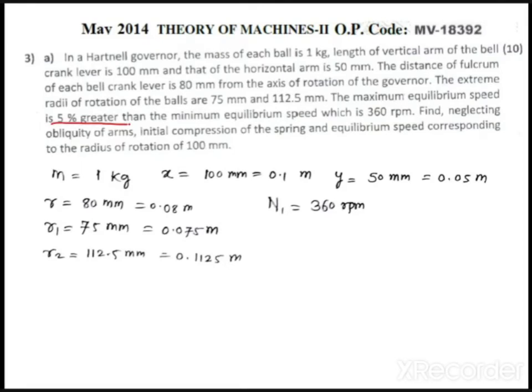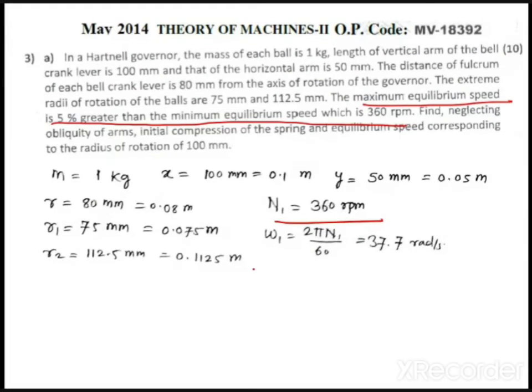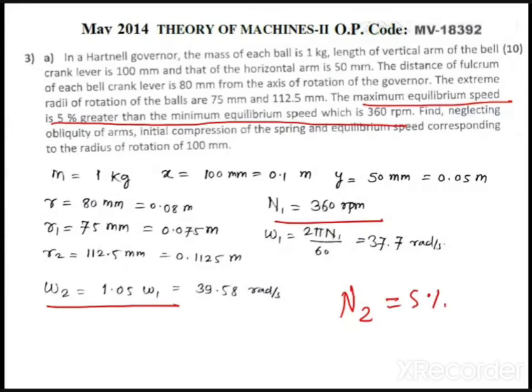So this statement is very, very important. 5% greater than maximum means what? They have given N1 is equal to 360 rpm, so omega 1 is equal to 2 pi N1 by 60. Now they are saying that omega 2 is equal to 1.05 times omega 1. The maximum equilibrium speed is 5% greater than the minimum equilibrium speed, so N2 is 5% greater than N1, which means N2 is equal to 1.05 times N1.